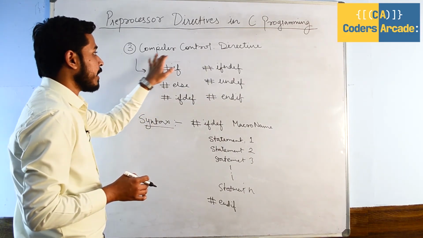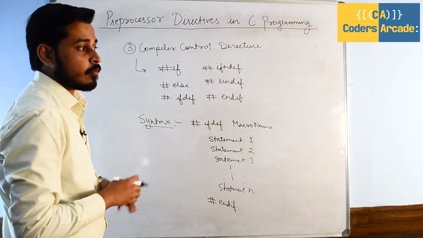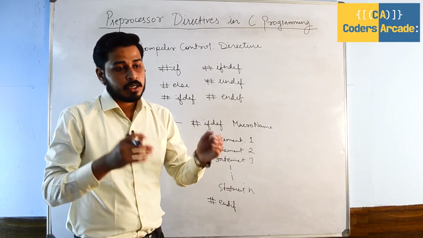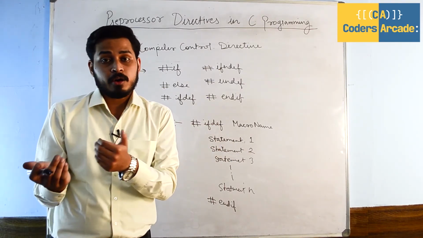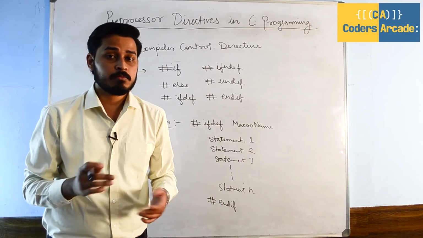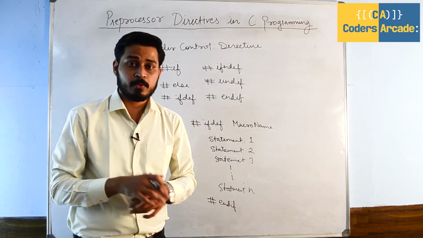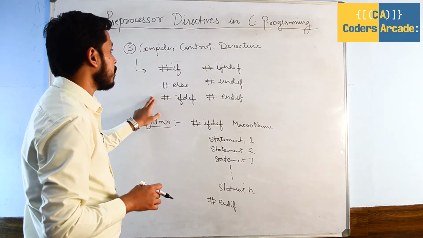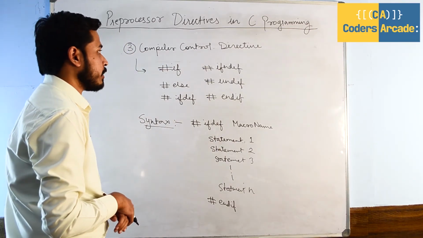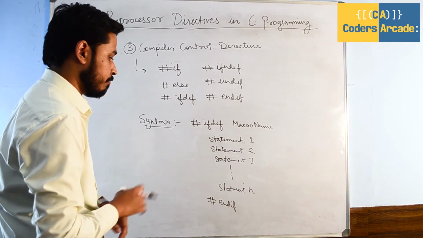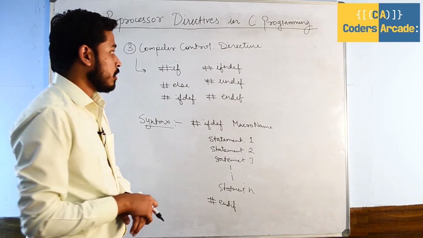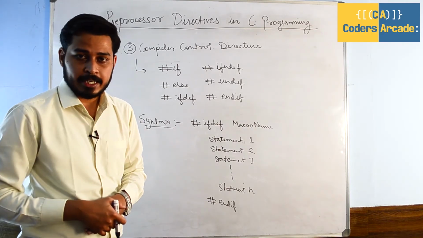So basically, compiler control directive is used to partially compile your program or select a particular part of a program. You can compile that part of a program, or you can select what part of your program you don't want to compile, and then you will proceed according to your program requirement. So in this case, we have all these directives for the compiler control directive, and this is the syntax for it. Now let's jump directly into the example program and understand better about compiler control directive.